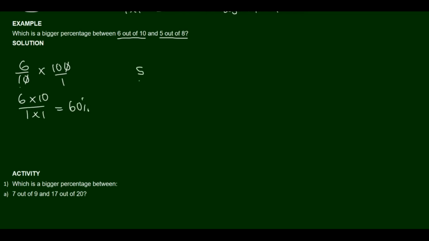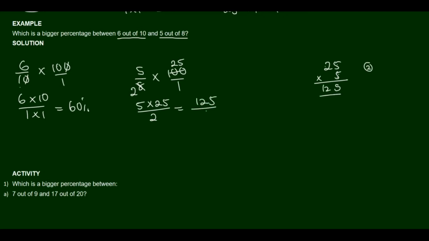Right? 5 out of 8 times 100% over 1. The highest common factor between 8 and 100, that is 4. So we can use 4 here. 8 divided by 4, that is 2. And then 100 divided by 4, that is 25. So we're left with 5 times 25 over 2. And then 5 times 25. So you can say 5 times 5, that is 25. Carry 2. Then 5 times 2 is 10. 10 plus 2 is 12. So this is 125. 125 over 2.